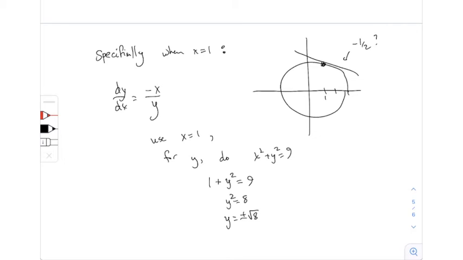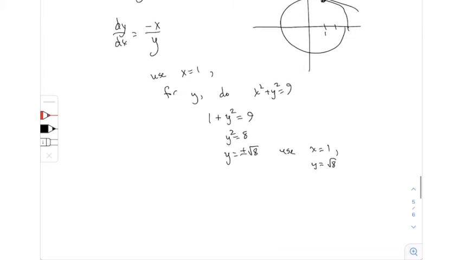The plus root 8, yeah, why do you say that? Yeah, just because I said so on the picture, I want this point up here. I hope you agree. There are two y values when x equals 1. That's why I got two answers. I want the positive one just because I said so. So I'm going to use x equals 1, y equals square root of 8, right? And plug that into my slope formula, and that'll do it.